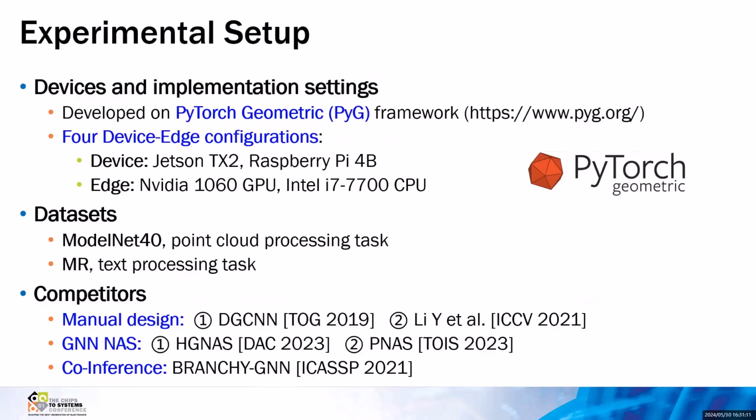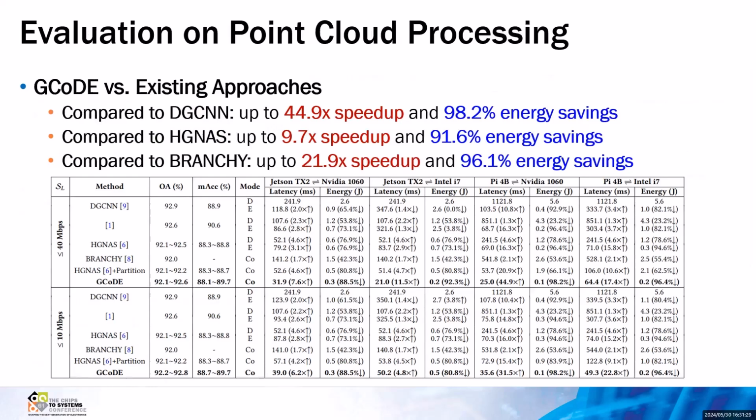GCoDE is implemented based on PyTorch Geometric, and we have conducted various experiments on 4 different device-edge configurations and on 2 different applications. The competitors include several exciting works such as manually designed GNNs, GNN frameworks, and GNN co-inference methods. For the point cloud processing task, GCoDE can achieve up to 34 times speedup compared to manually designed models and 9 times speedup compared to hardware GNN frameworks. For the GNN co-inference approach Branchy-GNN, we achieved a 21 times speedup, which is attributed to the joint optimization of architecture and mapping schemes.